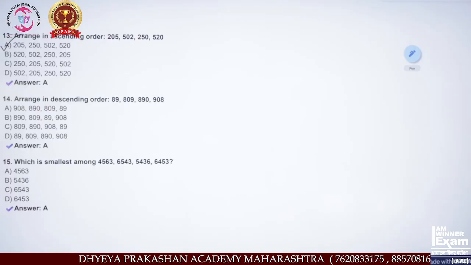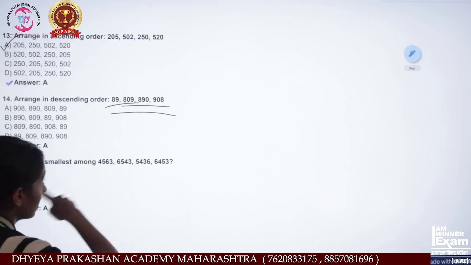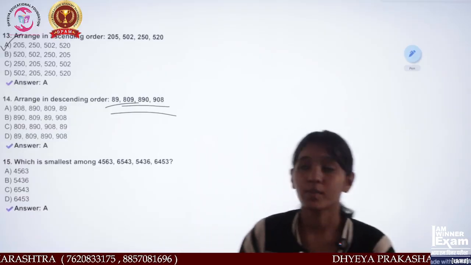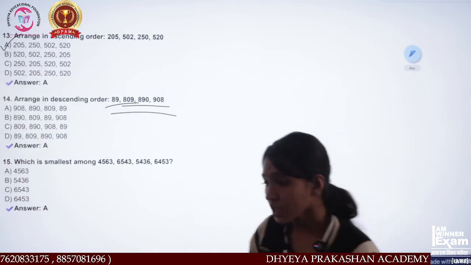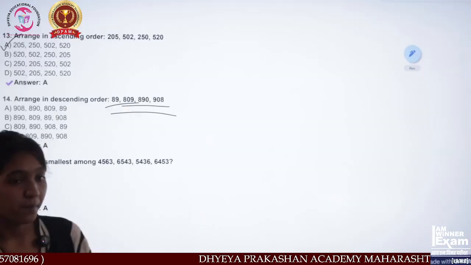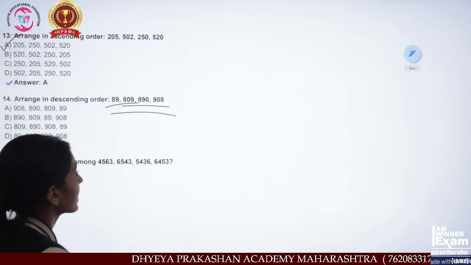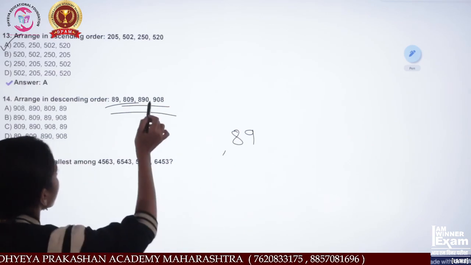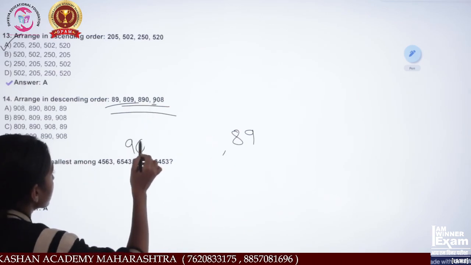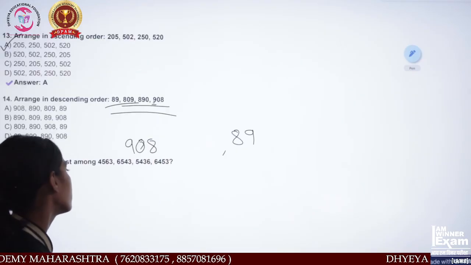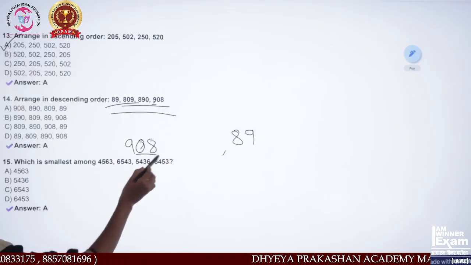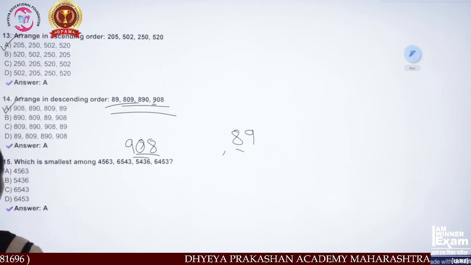Arrange the descending order of these numbers. We have to arrange the numbers in descending order. Greatest to smallest. Which number is the greatest? If we compare, 89 is the last because it is a 2 digit number. After that, let's take a look. First is this number because the first digit is a 9. Which option starts with this and ends with this? Option A is the correct answer.